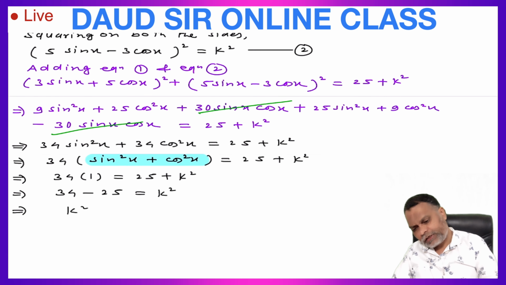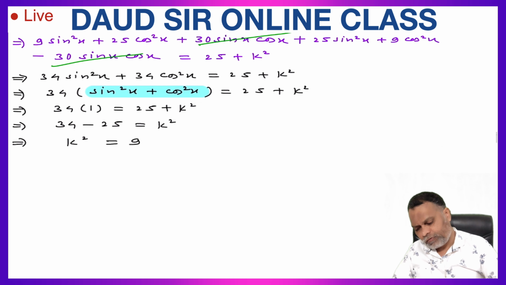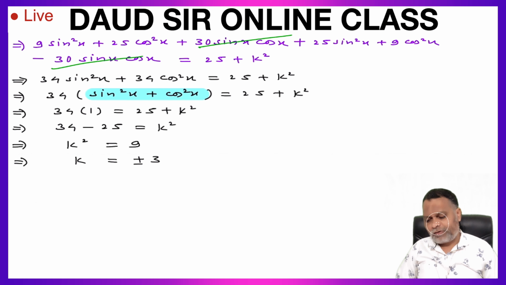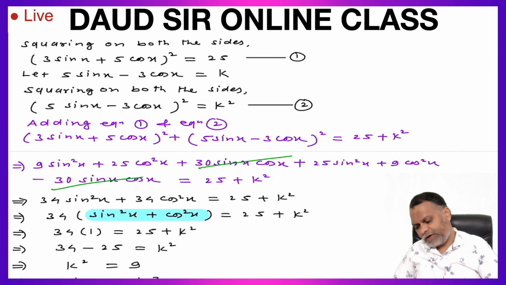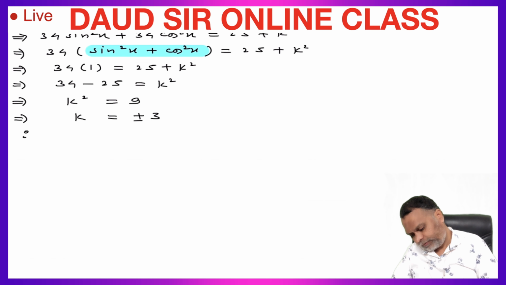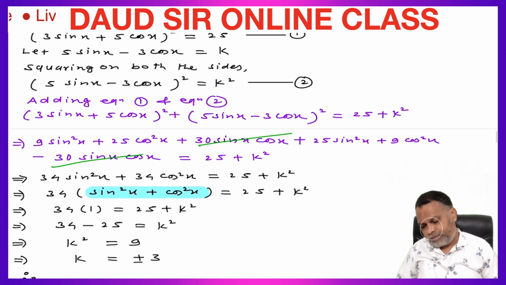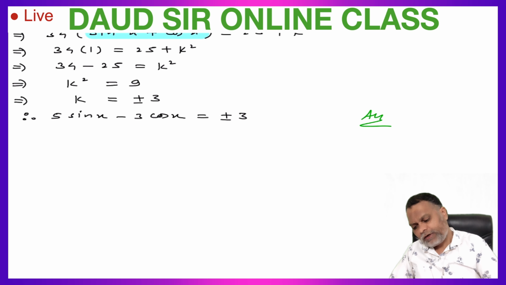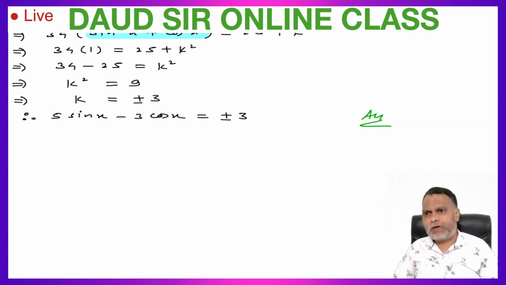So k square is equal to 34 minus 25, which is 9. So k square is equal to 9, so k is equal to plus minus 3. Therefore we can say the required value of 5 sin x minus 3 cos x is equal to plus minus 3. This is the required value of 5 sin x minus 3 cos x.